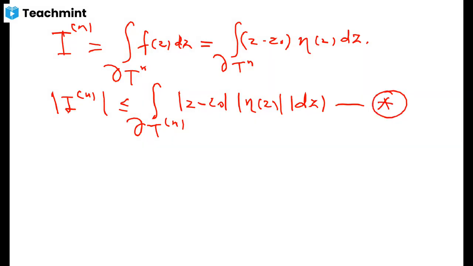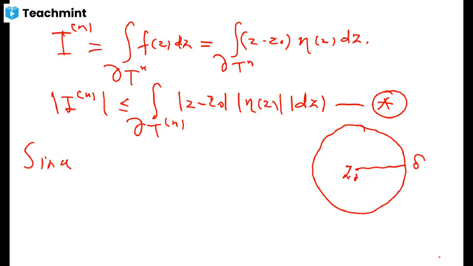Now what you have in this setting is when you have mod of z minus z naught less than delta. When you say that |z minus z naught| is less than delta, that means you're talking about a disk. You are talking about a disk of radius delta centered at z naught. Also, since you have that the diameter of this triangle Tn is tending to 0.